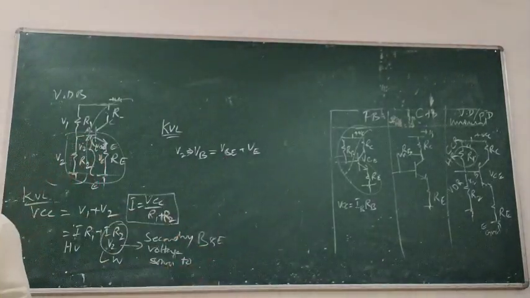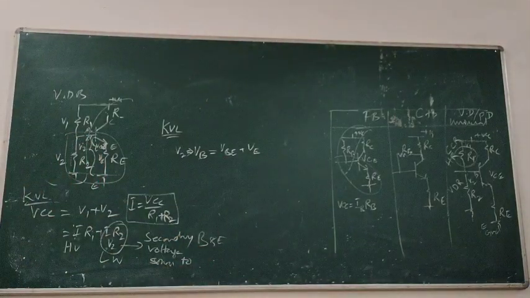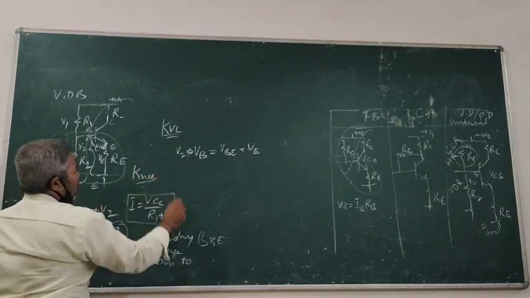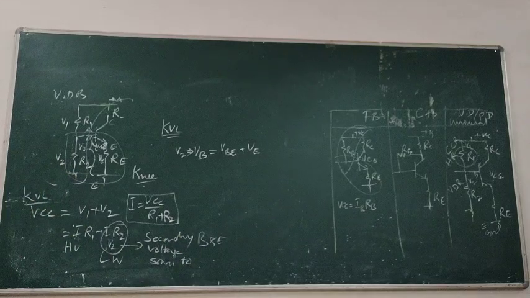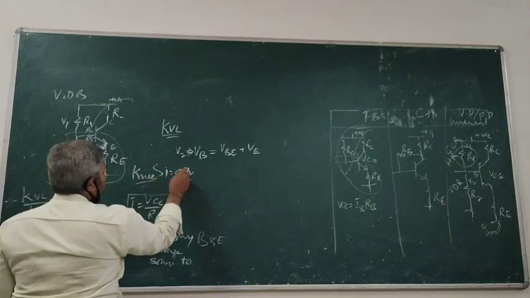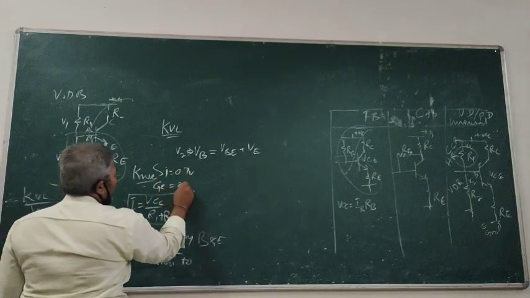Then what is VBE? It is the knee voltage. For silicon it is 0.7 volt. For germanium it is 0.3 volts. Clear? Silicon 0.7 volts, germanium 0.3 volts.